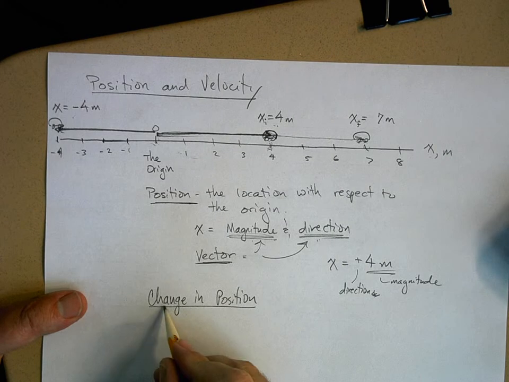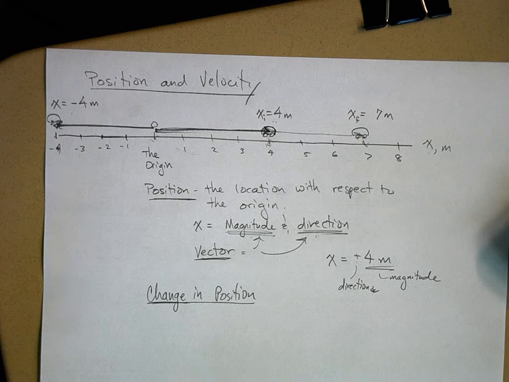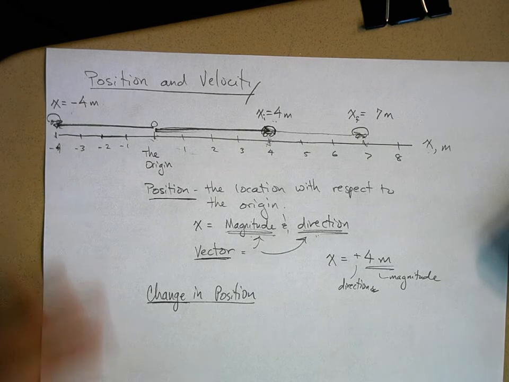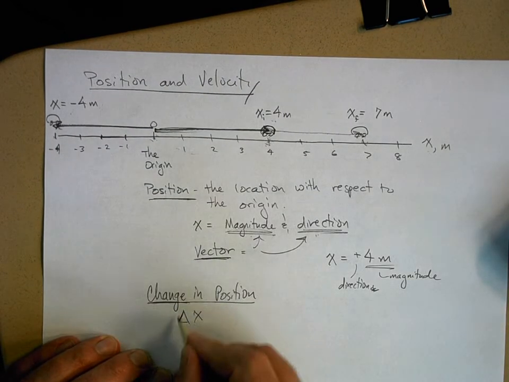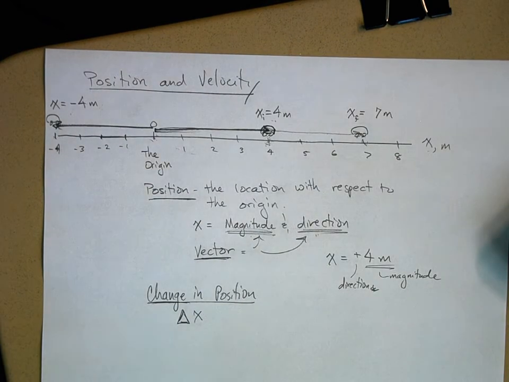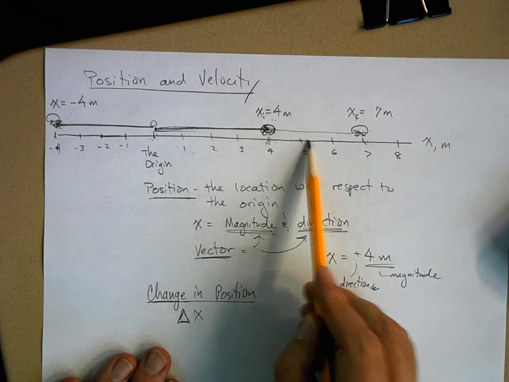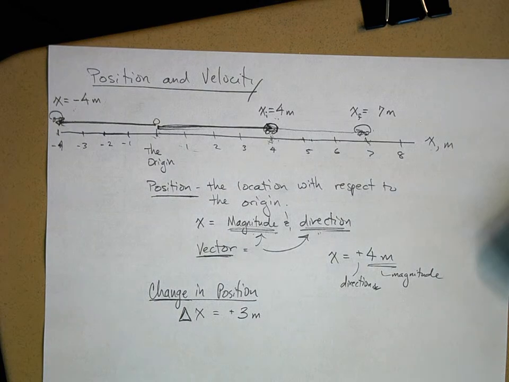Now, change. In mathematics, you probably remember this. When a quantity is changing, we're looking at how much a quantity changed. What's the symbol for change? Yeah, delta. Little triangle. The Greek letter delta. A change in position. In this case, the change in position when you went from 4 meters to 7 meters, we went 1, 2, 3 meters. And it was a positive change. Our change in position was to the right.